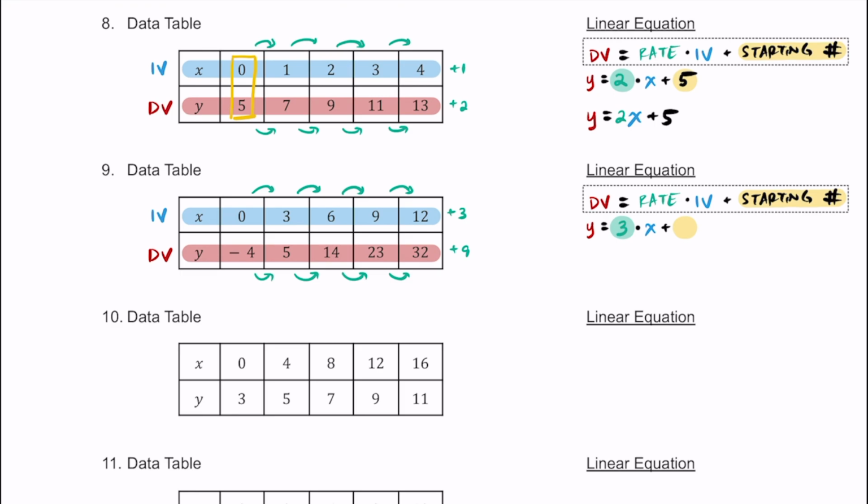And let's see if we can find our starting value. Let's see if we have a 0 in the table. Looks like we do. So this is a 0 and a -4. So that means that our starting value must be -4.